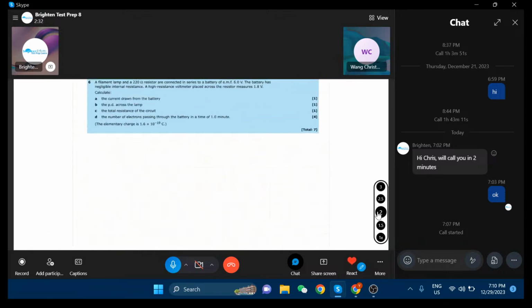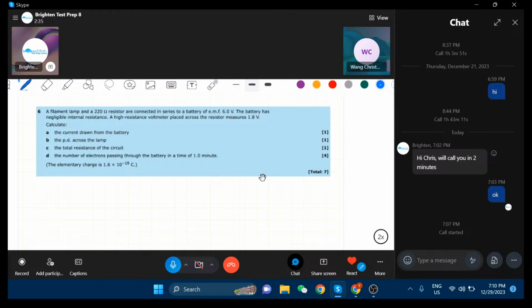Very typical question, right? You have a 220 ohm resistor. We have them connected in series, also a lamp and a resistor, to an EMF of 6 volt. Of course, we neglect the internal resistance of the battery. Like we said last time, if it's not stated, we can assume that, otherwise it gets too complicated. Then you have a high resistance voltmeter across the resistor, and we measure 1.8 volt across that resistor. So now it's a couple of questions. What is the current drawn from the battery, first of all?